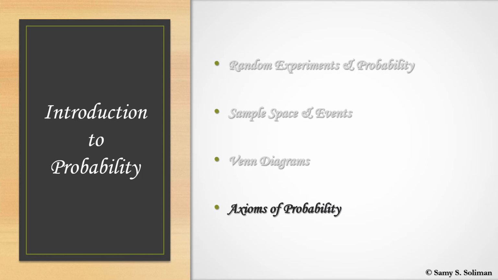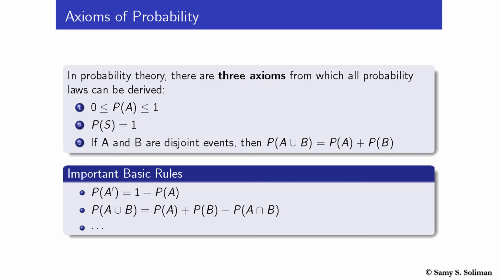Now for the final topic of this lecture, let's discuss the axioms of probability. The axioms of probability are three axioms which arise from the concept of probability, and they do not need to be proven or derived because they are logical axioms, and these axioms are as follows.